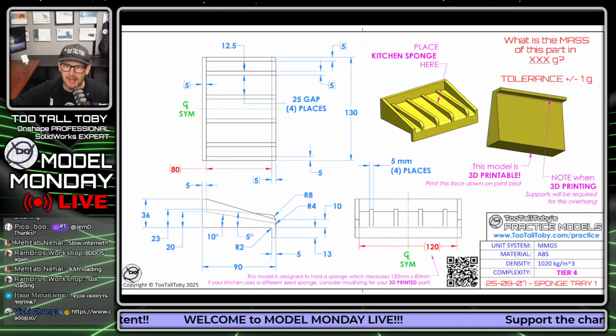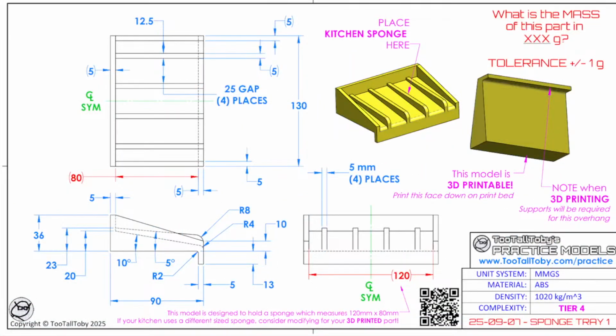So here we can see what that challenge looks like. If you haven't had a chance yet, maybe grab a screen capture of this. I'll make it full screen for you so you can grab a screen capture. And then I'm going to jump into the TooTallToby app, and I'm going to solve this in the app. I have a free account at TooTallToby.com, so I'm going to use that app at TooTallToby.com/practice, and I'm going to try to model this part up.